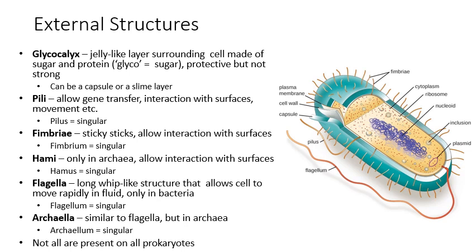You have flagella, which are only in bacteria. The flagellum is like a long whip. So this is a flagellum. Flagellum is singular, flagella is plural. The purpose of the flagella is to allow movement. It lets the cell swim, basically. Then in archaea, you have an archaellum, which is very similar to a flagellum, but it's a little bit different, and it's in archaea. Its purpose is the same. It allows the cell to swim. And those are the main external structures that you'll see in different prokaryotes.